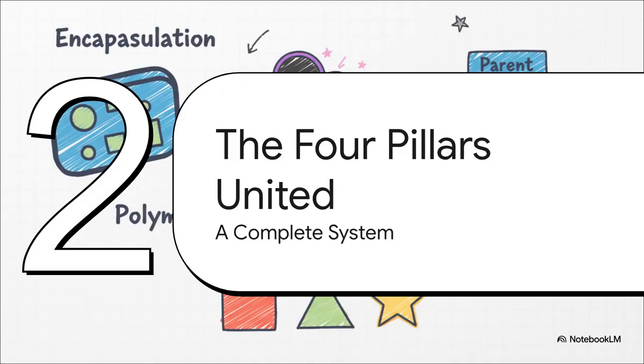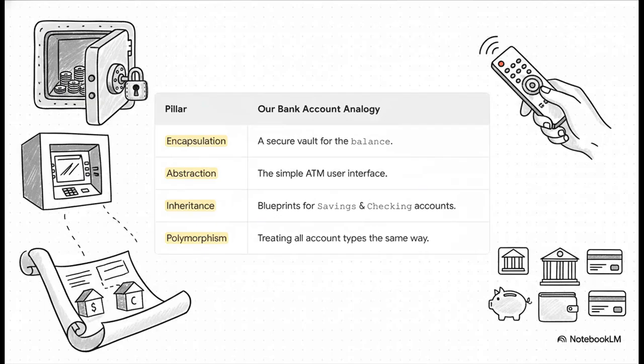Okay, so there you have it, our 4 pillars: encapsulation, abstraction, inheritance, and polymorphism. Now let's just take a step back and see how they all work together, how they support our entire bank account system. This table really sums it up perfectly. Encapsulation is our secure vault, locking down the balance. Abstraction is that simple, easy-to-use ATM interface. Inheritance gives us those reusable blueprints for things like savings and checking accounts. And finally, polymorphism is the magic that lets us treat all these different account types in one consistent, flexible way. See how they all build on each other?